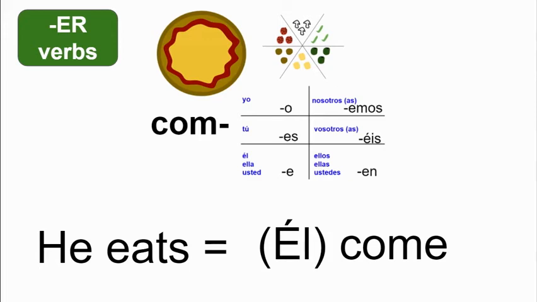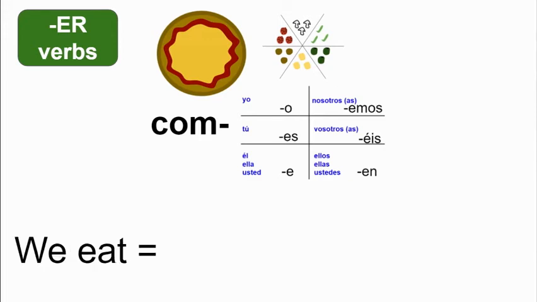You can put it for extra clarity or emphasis, but you don't have to. Come by itself means he eats. Él come means he eats. If you want to say we eat, it's going to be nosotros. That means we. Could be nosotras as well.